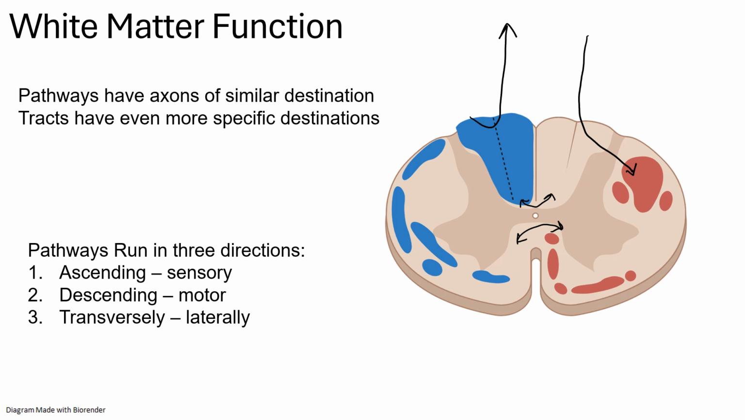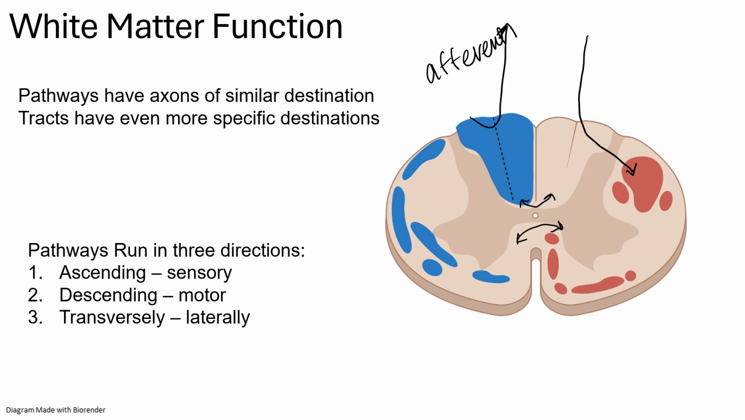Pathways that are bringing information to the brain are called afferent. They're also called sensory. They can also be called ascending. I just had a brain fart there. And these are carrying sensory information from peripheral tissues to the brain.